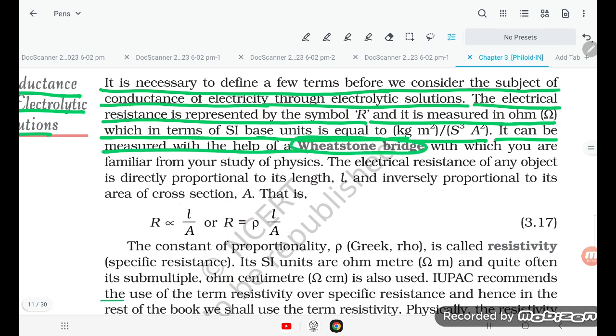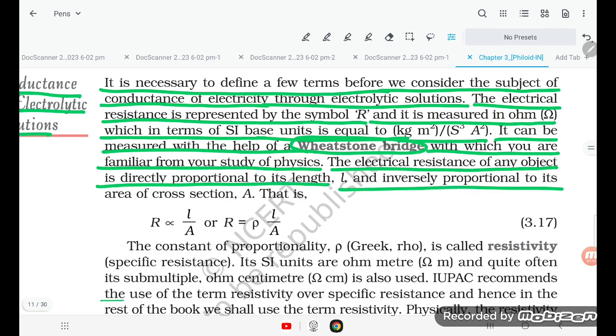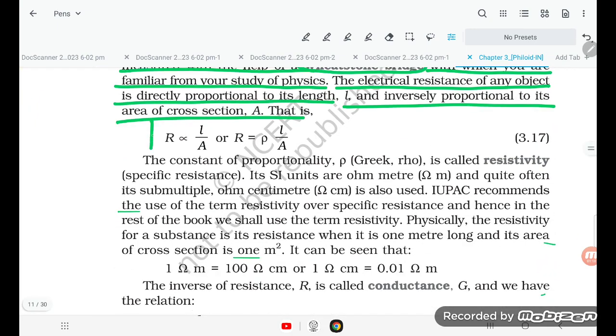So resistance is always measured with the help of the Wheatstone bridge, with which you are familiar from your study of physics. The electrical resistance of any object is directly proportional to its length and inversely proportional to the area of cross section. So these are the two relations. If we remove the proportionality constant, R is equal to rho L by A.